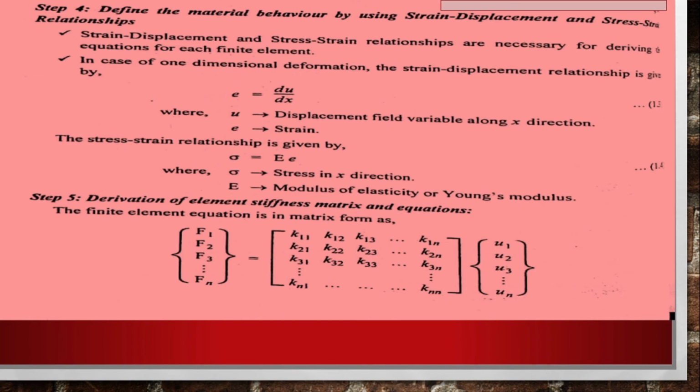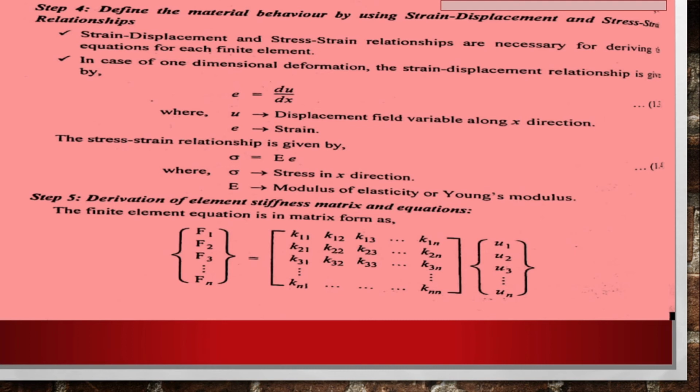Now we are going to see the fourth step: define the material behavior by using strain displacement and stress strain relationships. By using the strain displacement and stress strain relationships, we are going to define the material behavior. Strain displacement and stress strain relationships are necessary for deriving the equations for each finite element.